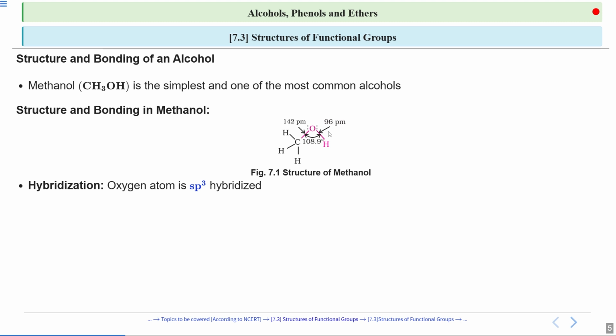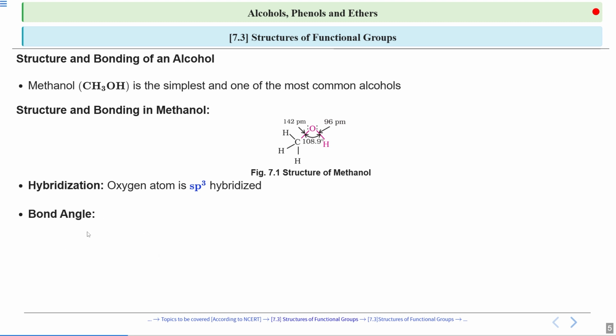If we talk about the hybridization, the oxygen atom here in methanol is sp3 hybridized. That means it contains 4 hybrid orbitals. The hybridization is sp3 for oxygen, and hybridization is important for the structure and the reactivity of a molecule.